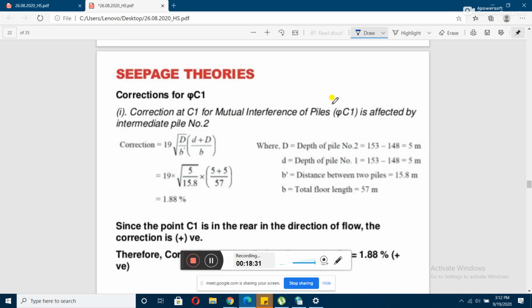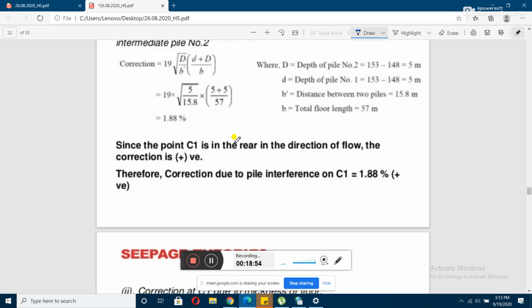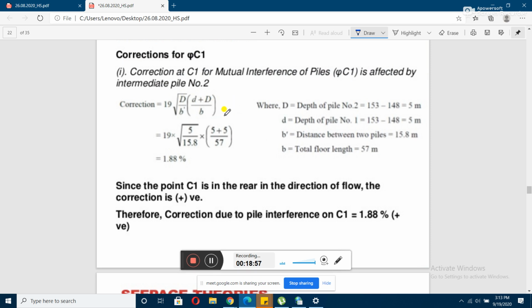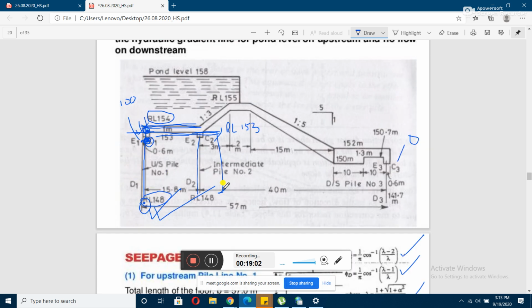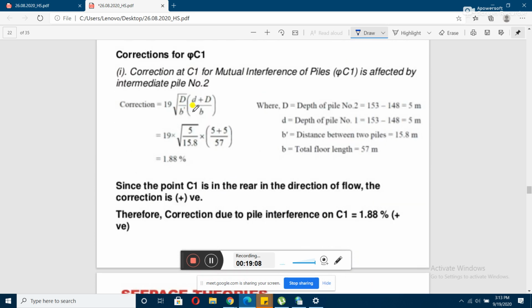Okay, and for the small d part, that is the pile on which the effect has occurred, for this part we will again be considering it from the bottom fiber, not from the top fiber. So here also it will be 153 minus, here also the reduced level is 148. So it will be 153 minus 148 equal to 5. Okay, so you can see that both are 5s. Okay, b dash is the distance between the two piles. This has been given. You can see that 15.8 is the distance between the two piles. So small b dash is the distance between the two piles.